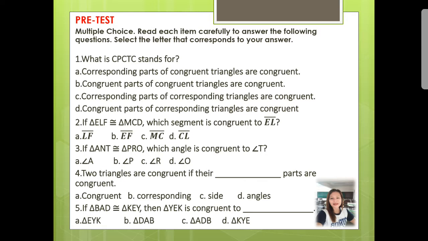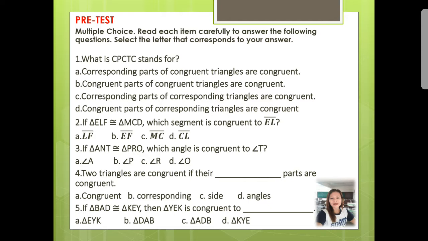Number 2, if triangle ELF is congruent to triangle MCD, which segment is congruent to side EL? Is it A, side LF, B, side EF, C, side MC, or D, side CL? So the answer is side MC, and that is letter C.